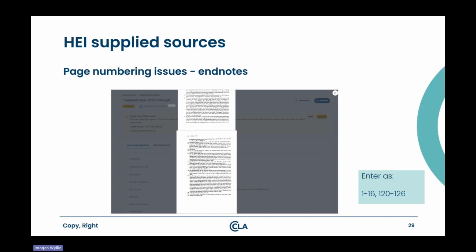So you have the main range and then a comma and then the numbers for the end notes. This keeps the system happy, of course it does, but it also is really useful for other librarians, other HEIs. Then they know that if they're going to pick up your scan, actually it's complete and it's got those end notes in it as well.